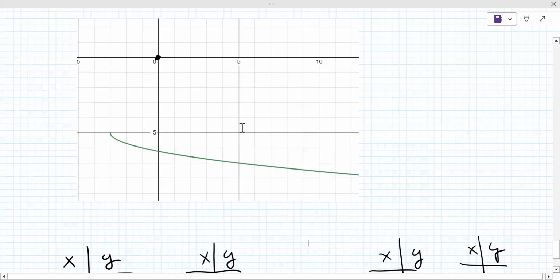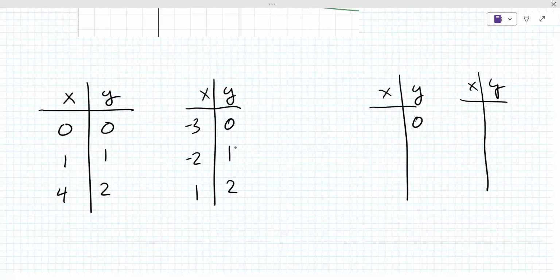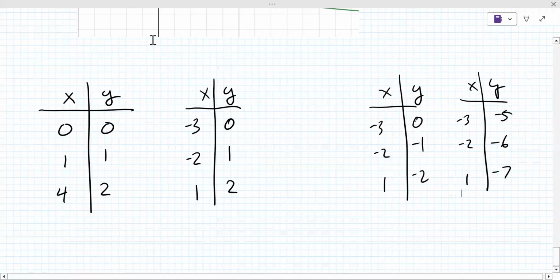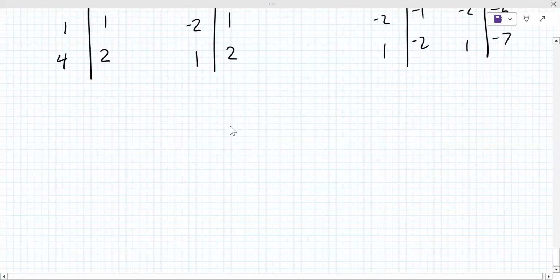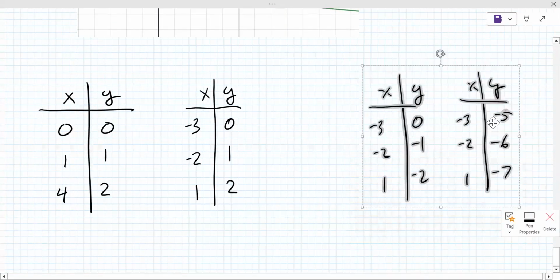So now when you reflect on the x-axis, that's going to change y: 0, -1, -2. And then down 5, you're going to subtract 5 from all the y's: -5, -6, -7. Okay, yeah, I guess that was our issue. So I had all those coordinates. Good.